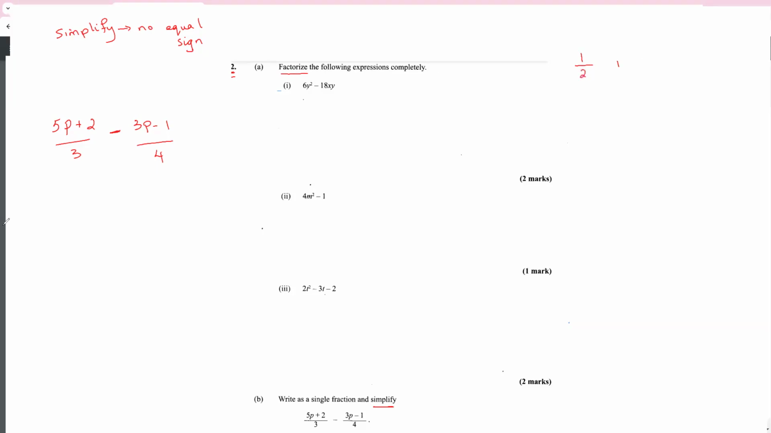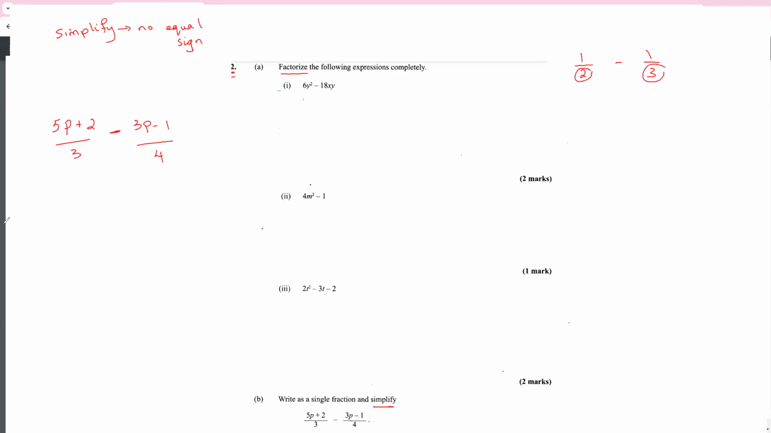Let's subtract it firstly. In order to subtract the fractions, I'm just going back to the foundation. The only way we could subtract fractions is if the denominators are the same. If the numbers below, the denominators, are not the same, we have to find the LCM.